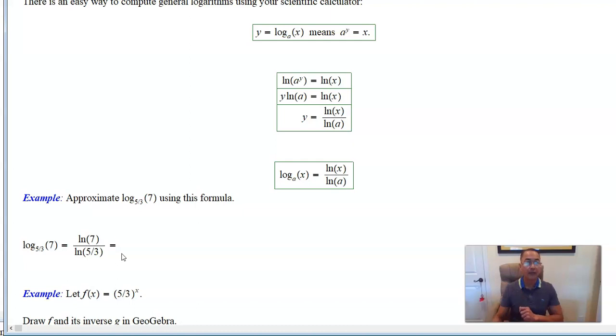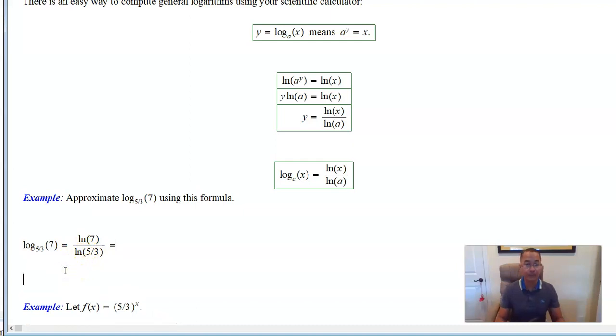Okay, now I want to make this perfectly clear. You don't divide the 7 and then 5/3 first before you do the ln. Think of it as order of operations. In the numerator you want ln of 7, in the denominator you want ln of 5/3. Okay, so you do them separately. You might have to write something down, or maybe you know how to use the memory on your calculator.